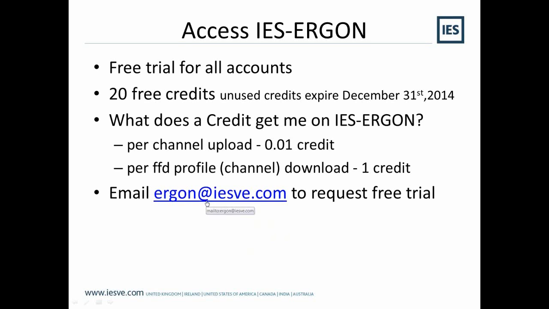When you download a freeform data file, it will take away one credit from your account. There's a small charge, 0.01 of a credit, when you upload a data channel to the ERGON tool. That means you might want to upload lots of data, 20, 30 air temperature sensors, but you might only want to download maybe one or two from that to actually drive your simulation.